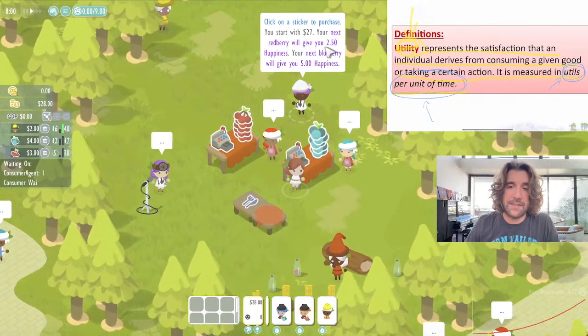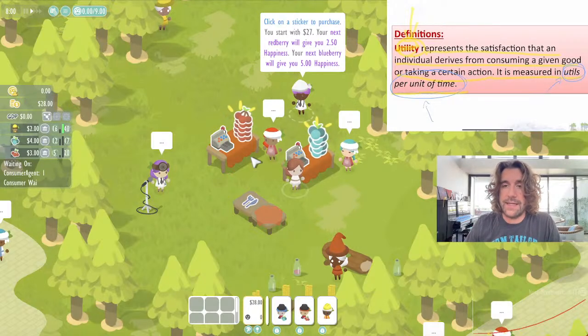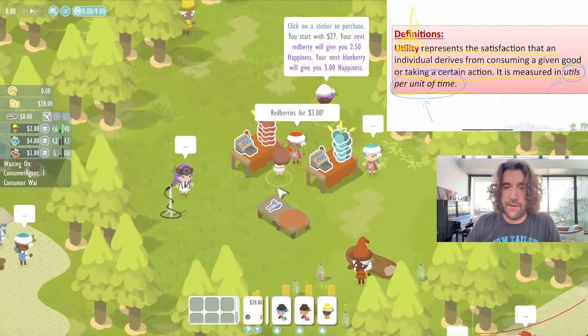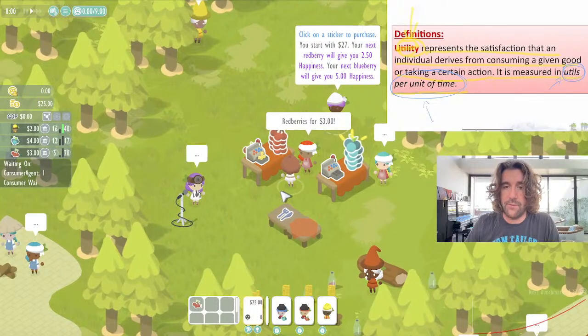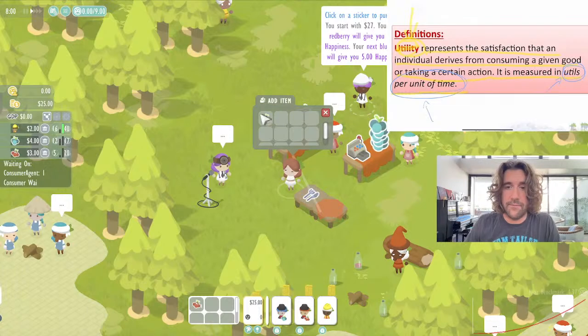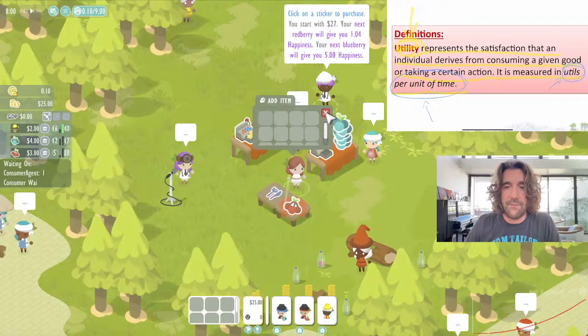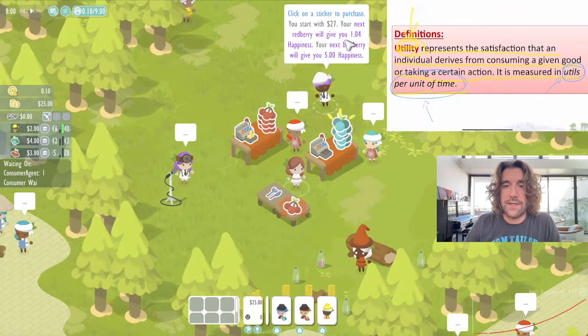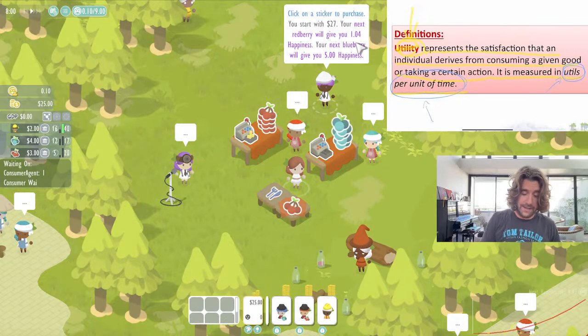The next red berry is going to give me 2.5 happiness. Let's say that I decide to go for a red berry. I purchase it, very well, I got it, and now I can put it on my consumption table here. So I put it in there, and as soon as it's in my stomach, meaning ready for consumption, you can see that the utility, the happiness, the utils that I'm receiving from red berries has decreased from 2.5 to 1.4. So this is a very interesting concept.